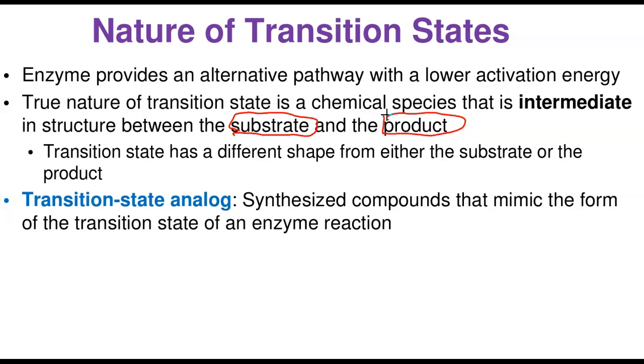In medicine today, a group of compounds we call transition state analogs are usually synthesized for use as drugs. What do they do? They mimic the structure of the true compound. So these are synthesized compounds that mimic the true form of the transition state of an enzyme.